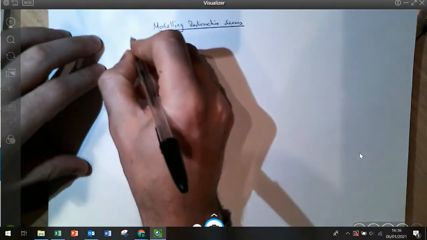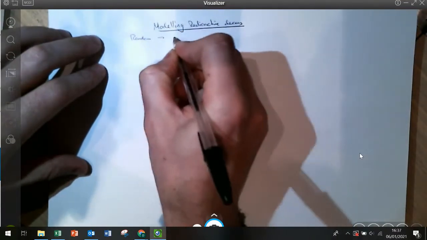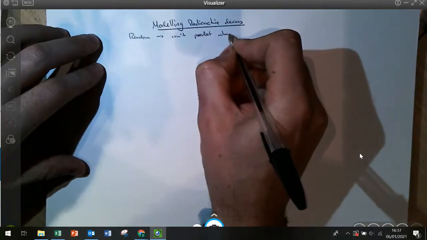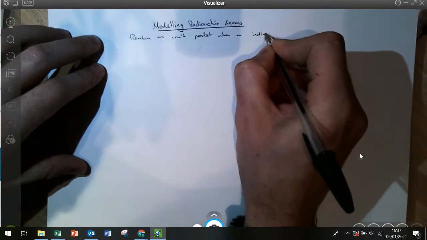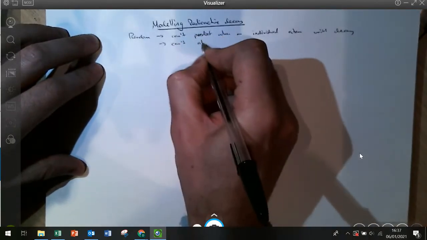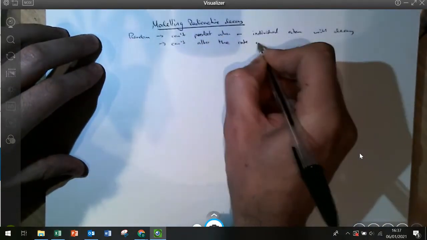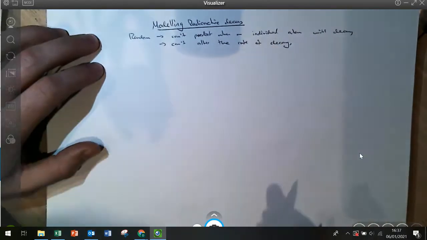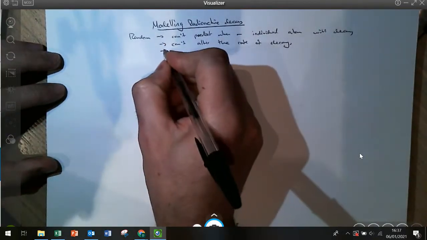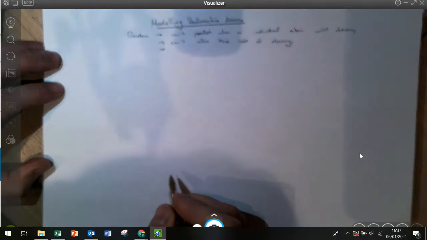So when we say it's random, what we mean is we can't predict when an individual atom will decay. And we can't alter the rate. It doesn't matter what you do to a radioactive sample. It doesn't matter whether you heat it up, whether you put some force on it. It doesn't matter whether you do a chemical reaction. Nothing will change its rate of decay. It's completely independent of anything you can do to it.